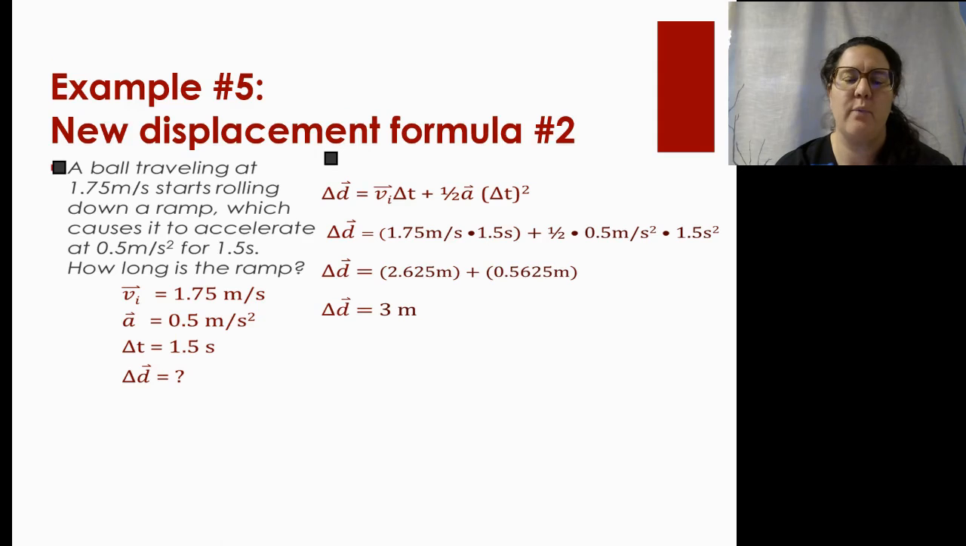A ball traveling at 1.75 meters per second starts rolling down a ramp, which causes it to accelerate at 0.5 meters per second squared for 1.5 seconds. How long is the ramp? Putting our known information in, we have 1.75 meters per second times 1.5 seconds, our total time, plus 1/2 times 0.5 meters per second squared, the acceleration, multiplied by 1.5 seconds squared, giving us a total displacement of 3 meters.